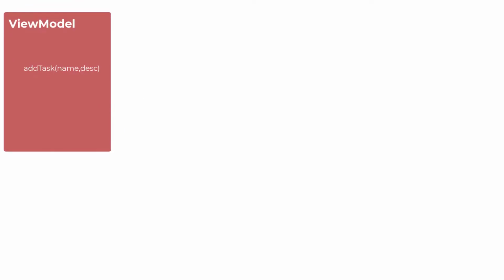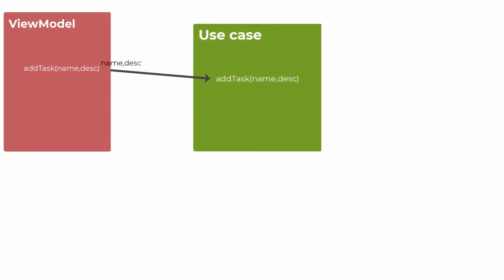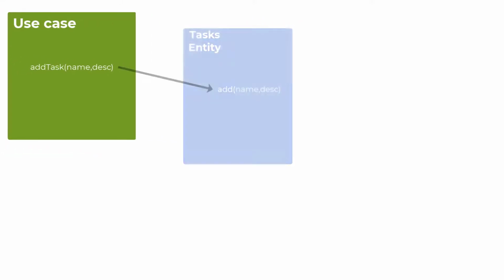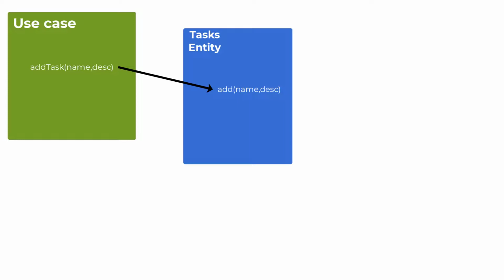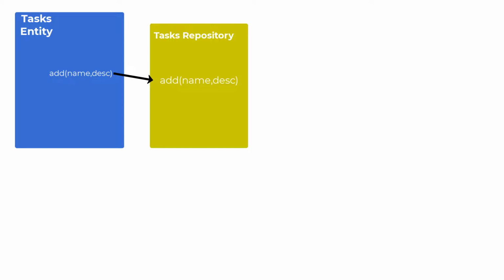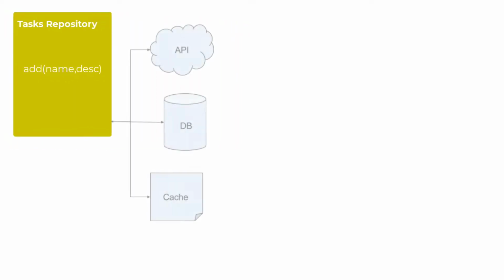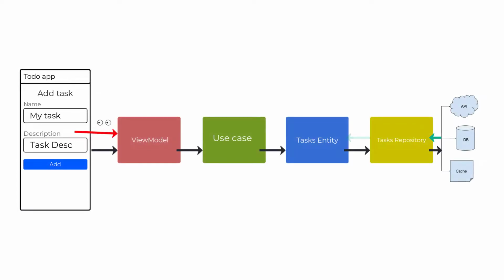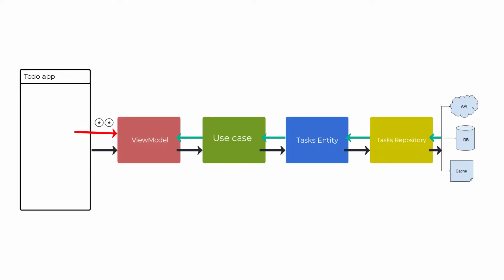The ViewModel will call the use case with those data to create a new task. The use case will contact the tasks entity to do that. The tasks entity will command the tasks repository to add a new task. The task repository will decide which resource to use as per the situation. The responses will be going back up to the ViewModel. The UI will follow the ViewModel states.